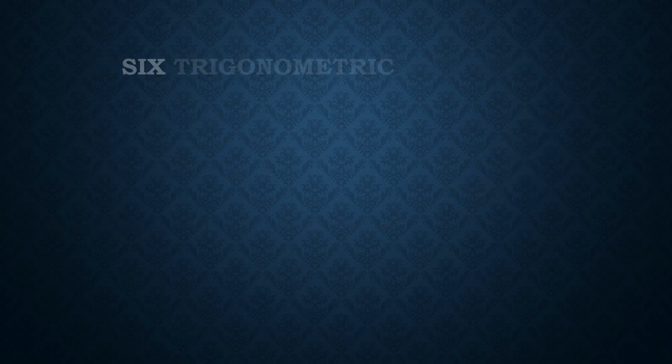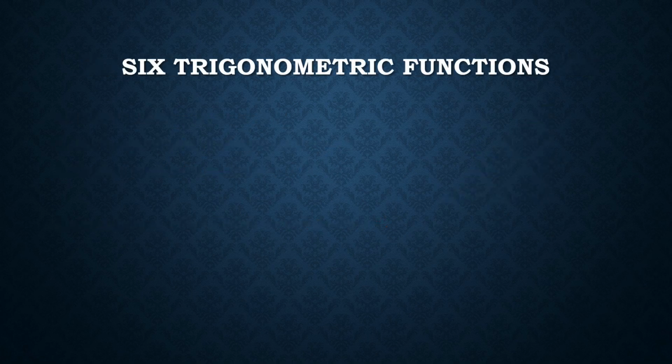Now let's look at the 6 trigonometric functions. In trigonometry, we mainly use 6 functions. The first function is sine. The second function is cosine. The third function is tangent. The other 3 functions are the reciprocal functions. They're cosecant, secant, and cotangent. So the 6 trigonometric functions are sine, cosine, tangent, cosecant, secant, and cotangent. In the next step, we will learn how these functions are related to the sides of a right-angled triangle.